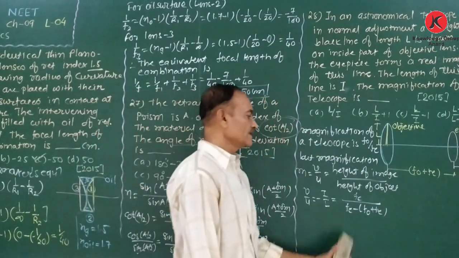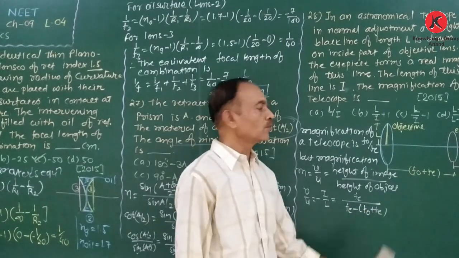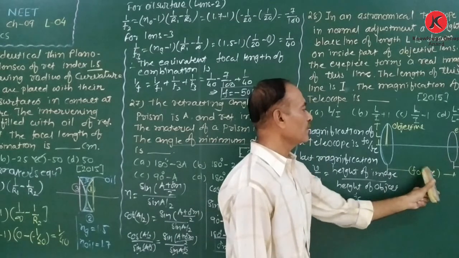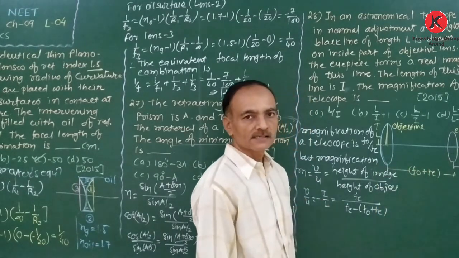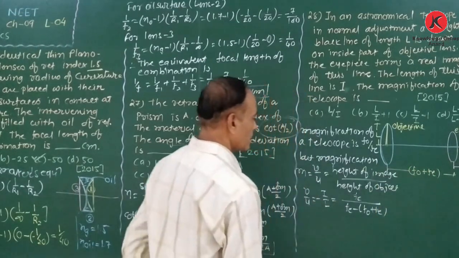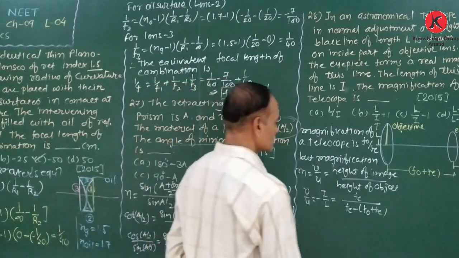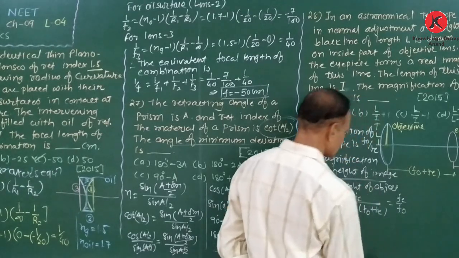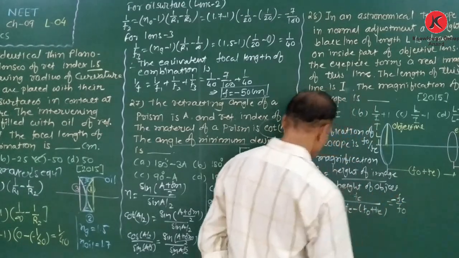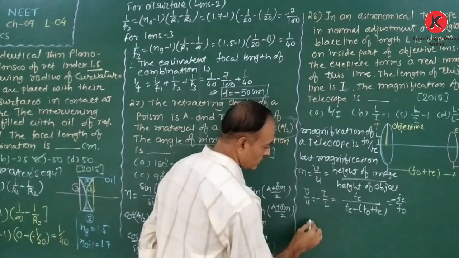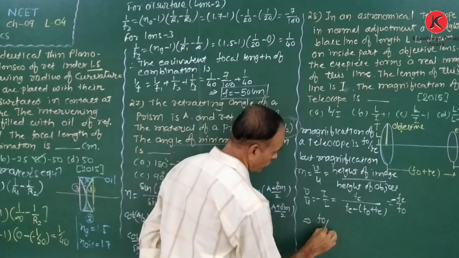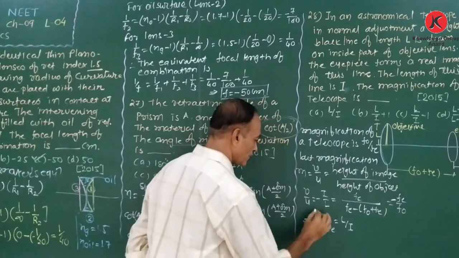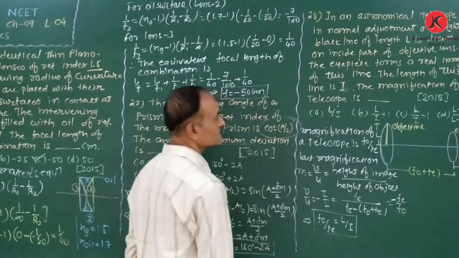Here AP is positive, so U, the object distance, is negative. The object distance is FO plus AP. Now we simplify it, so we obtain AP upon FO, and that is negative. So this side negative, this side negative. So from this equation, FO upon AP is equal to L upon I. So this is our answer.